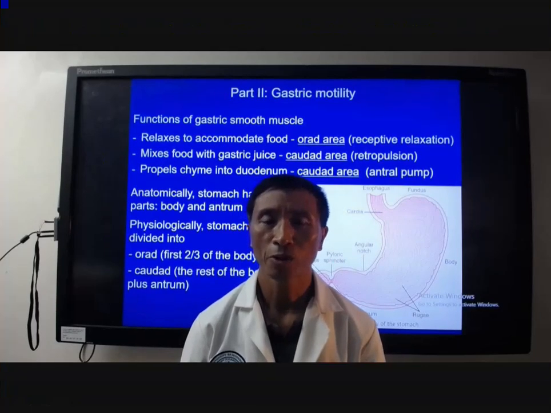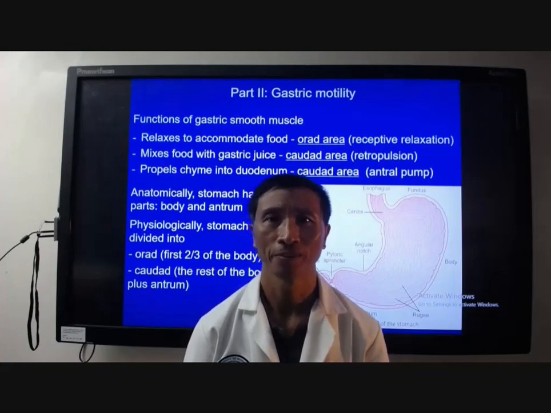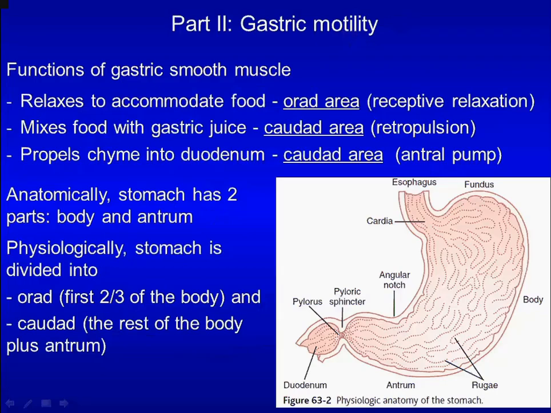Now, let's move to part 2. We will look at gastric motility. Anatomically, stomach is divided into two parts, body and antrum. Physiologically, stomach is divided into orad, which comprises about two-thirds of body, and caudad, which comprises the rest of body plus antrum.